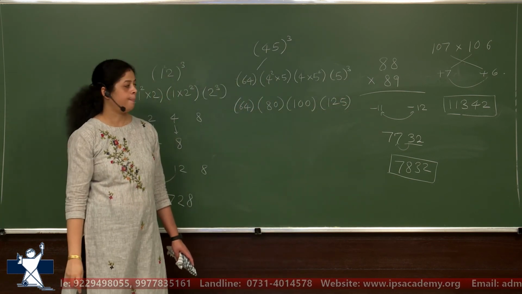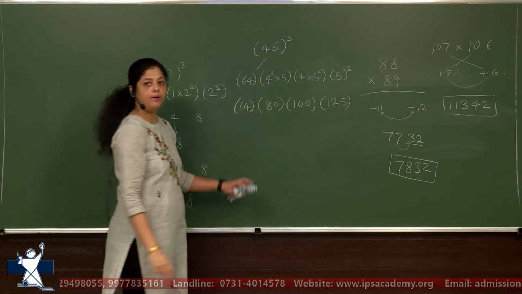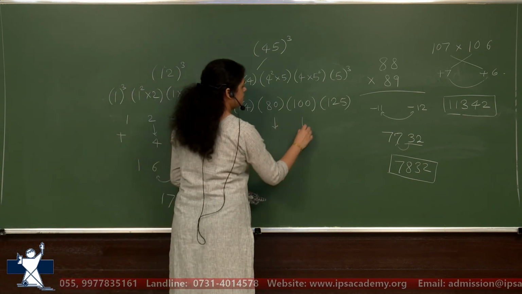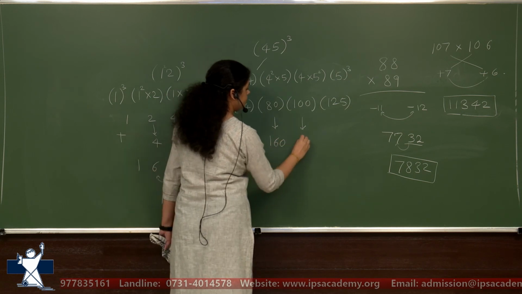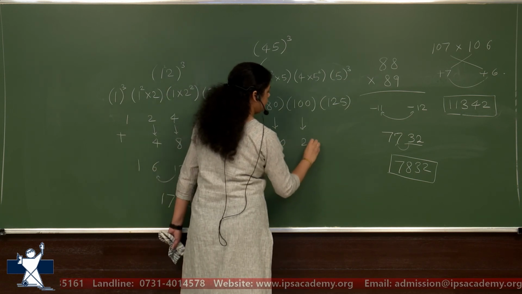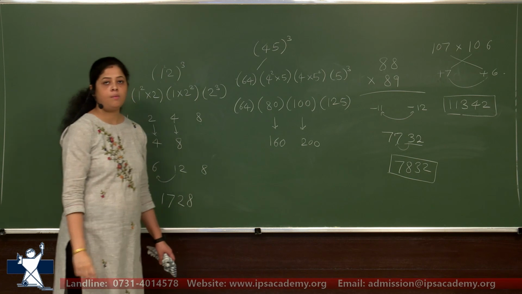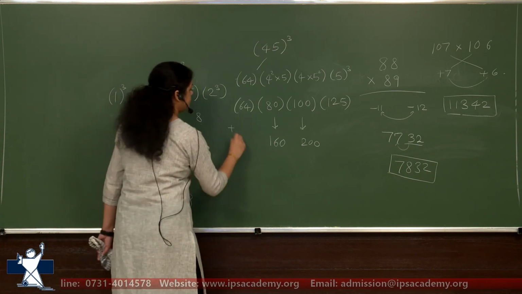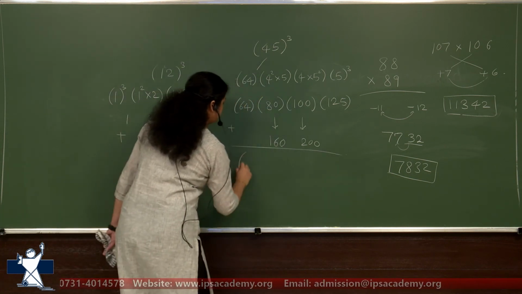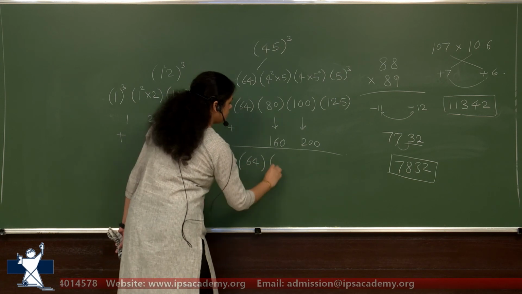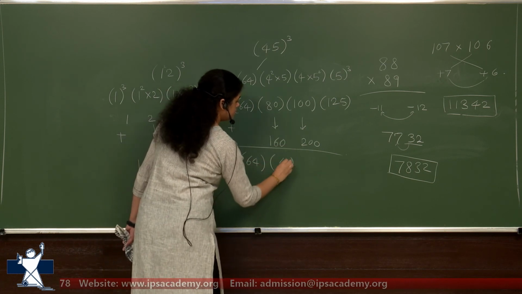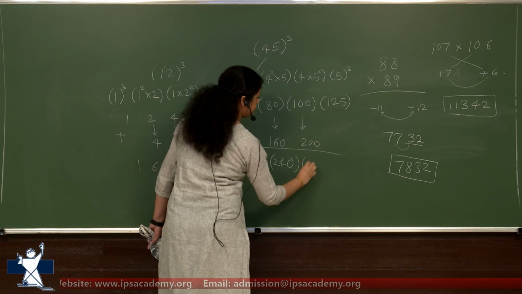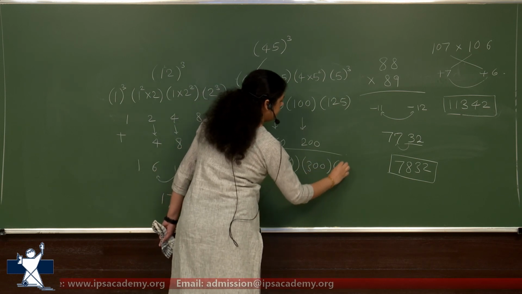Right? Now what do we know? We have to double the middle numbers. 160, 200. Add. So new numbers will be 64, 240, 300 and 125.